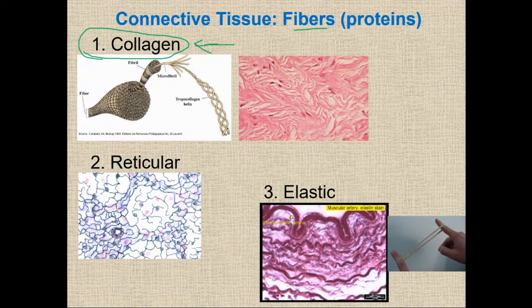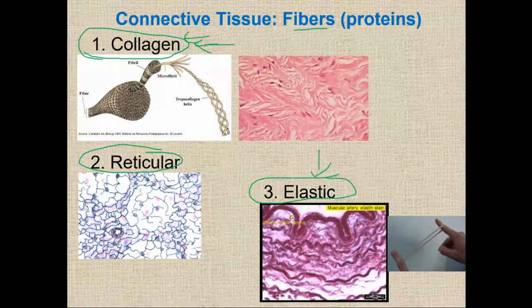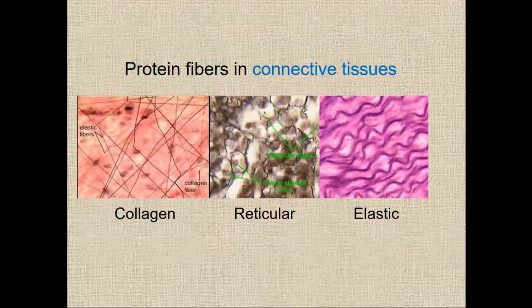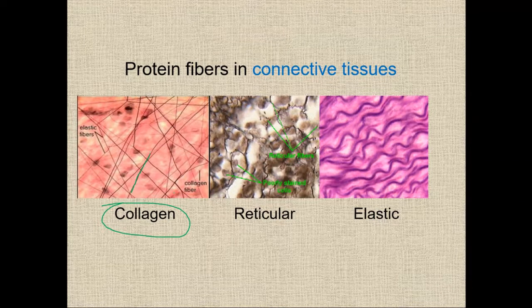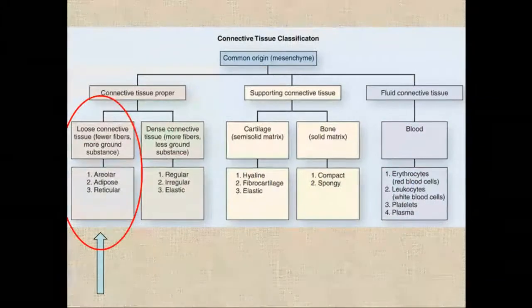And then we have the reticular fibers and the elastic ones. In some types of connective tissue, you have more of the elastic ones rather than the collagen ones. The collagen ones are always there, and then there could be additional ones, such as the reticular and the elastic ones. And they look different. For instance, the collagen ones are more straight. The reticular form like a reticulum, like a net. And the elastic are kind of wavy. So that's how I recognize them.